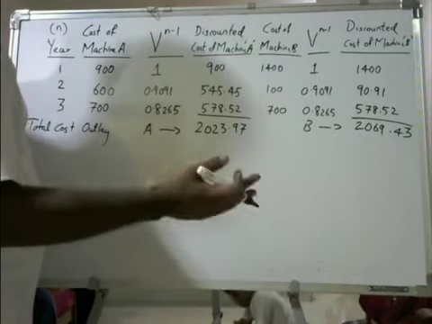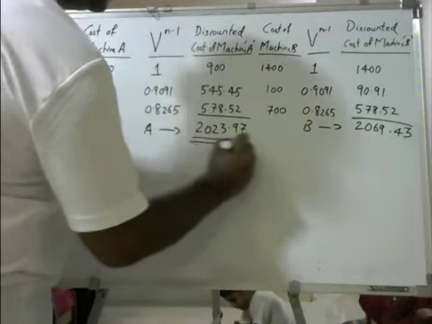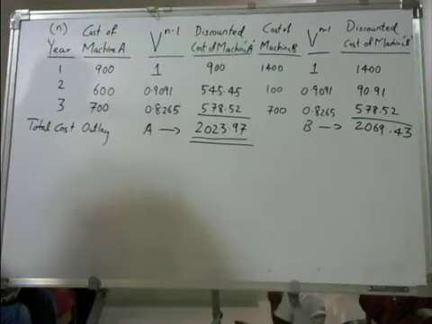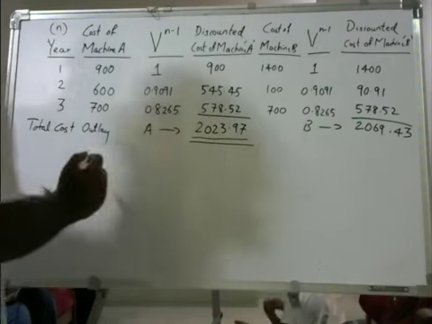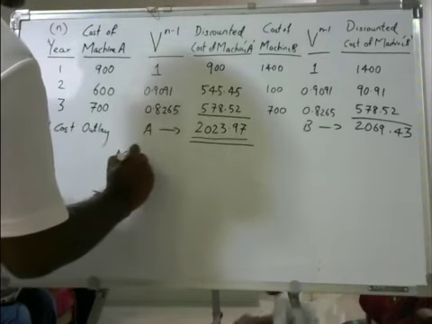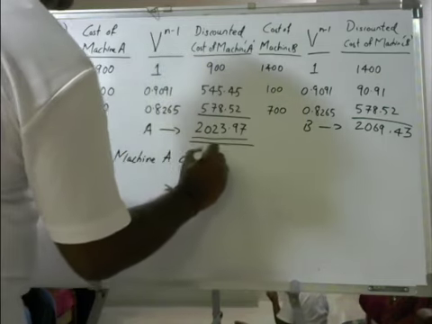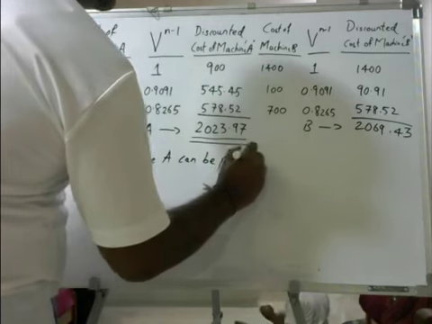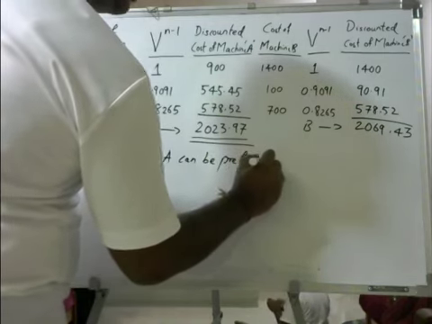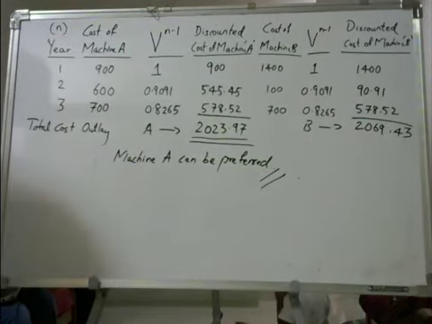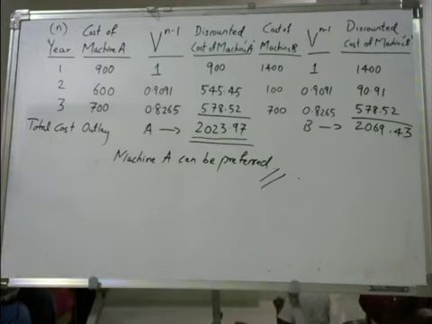So in between these two, machine A happens to be much cheaper than machine B. So machine A can be preferred for purchasing. So in this way, we can solve the problems with discounted rates. Anyway, we will see the next type of problems in the next video.